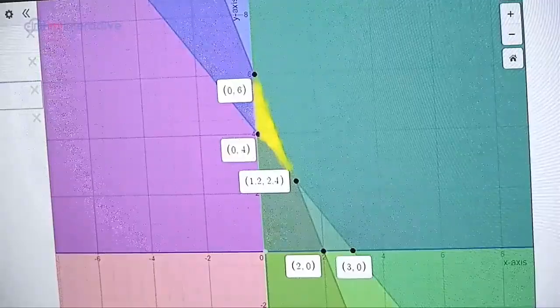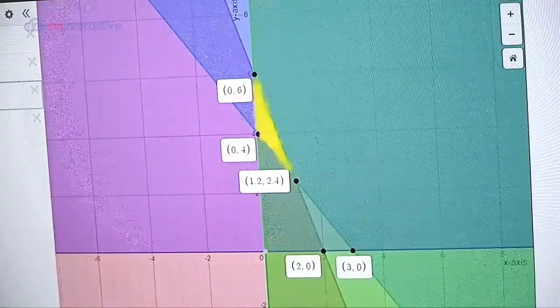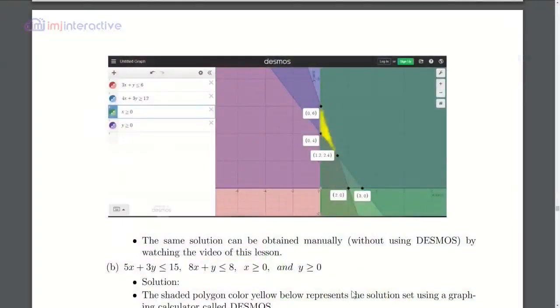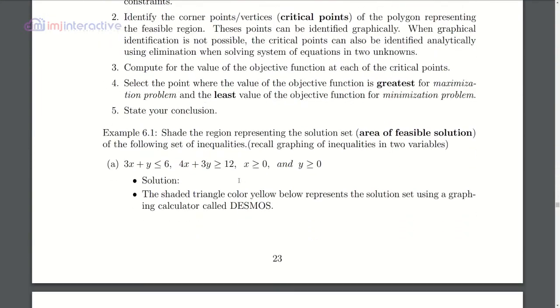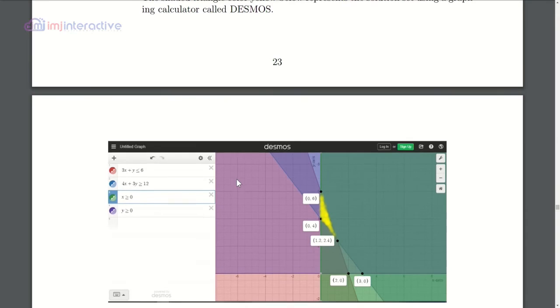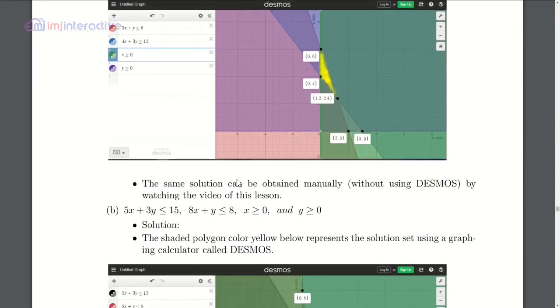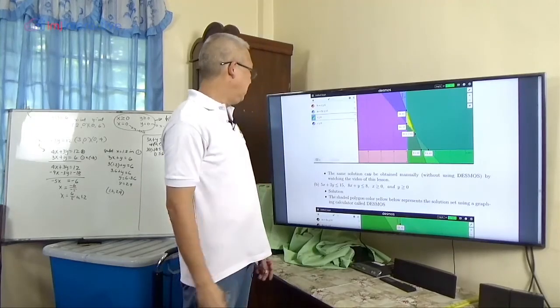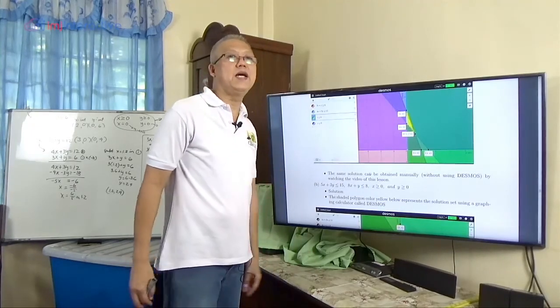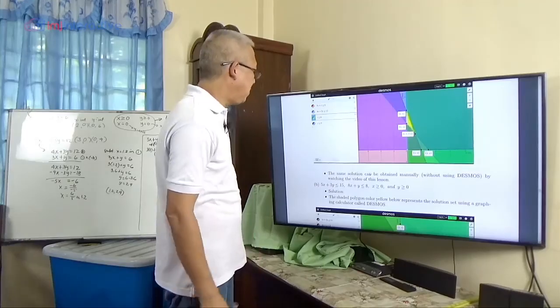And what is step number 3? Step number 3, if you go back to the steps, is to compute for the value of the objective function. You have to compute for the value of the objective function, if that is a linear programming problem. But for now, our main concern is only to find the shaded region. So that is the first example. Let's take the second example.